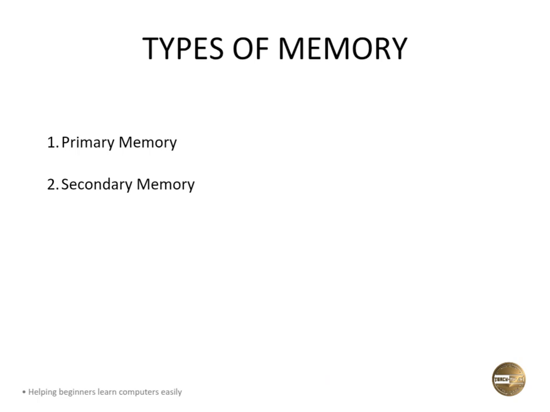Now, there are two main types of memory. One is primary memory, another one is secondary memory. Idu classification very important.